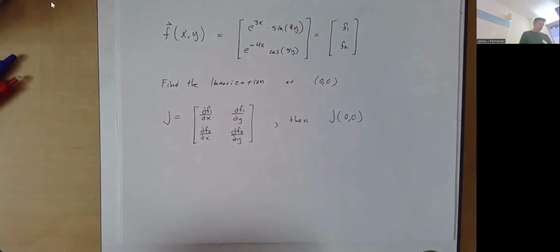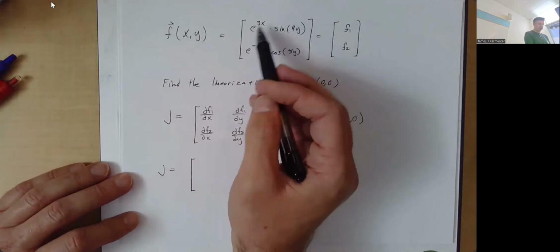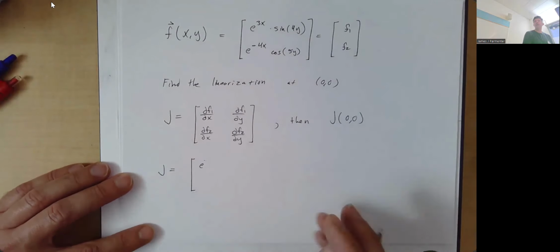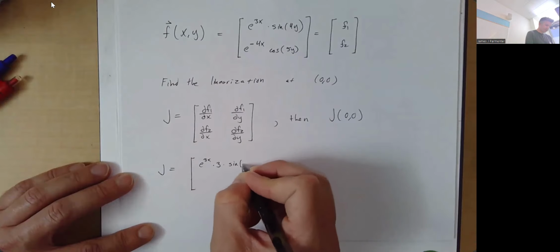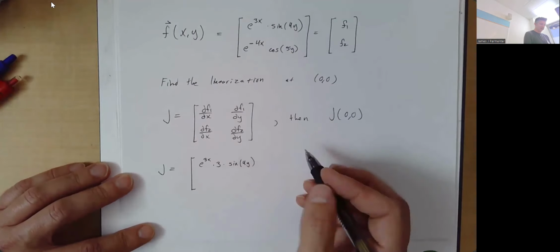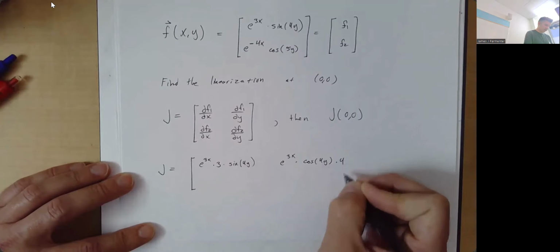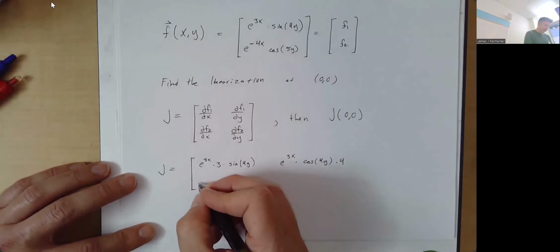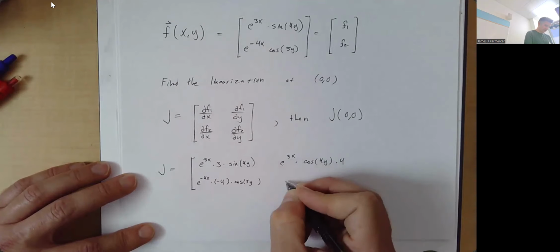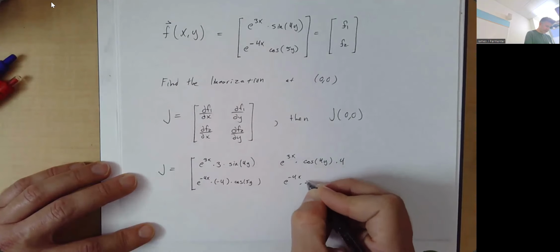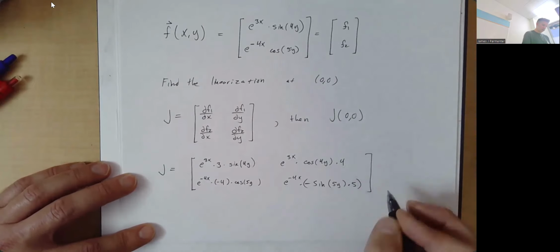It's 2 minutes. Well, let's take a look at our Jacobian here. The partial derivative of the first piece with respect to X is going to be e to the 3x times 3 times sine of 4y. And the partial with respect to Y is going to be e to the 3x times cosine of 4y times 4. Similarly, for the bottom, you're going to get e to the negative 4x times negative 4 times cosine of 5y. And over here, you're going to get e to the negative 4x times negative sine of 5y times 5.